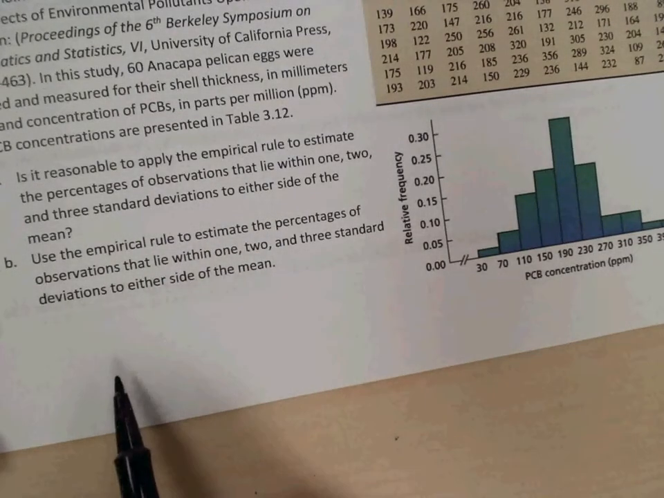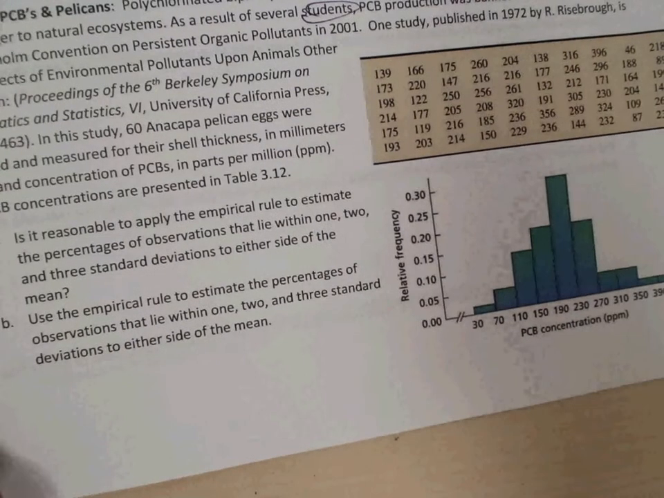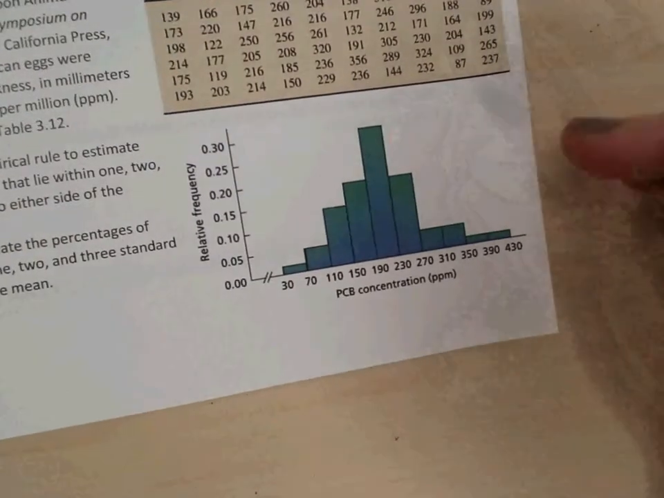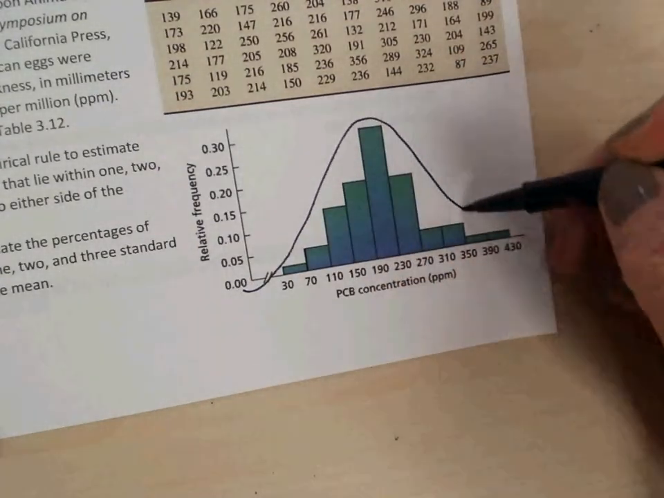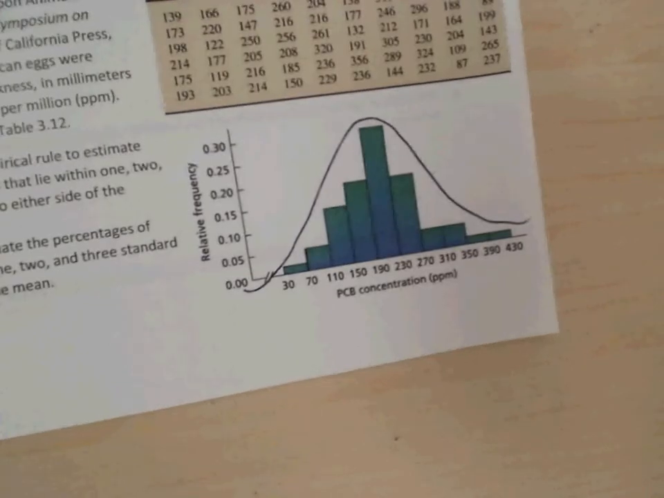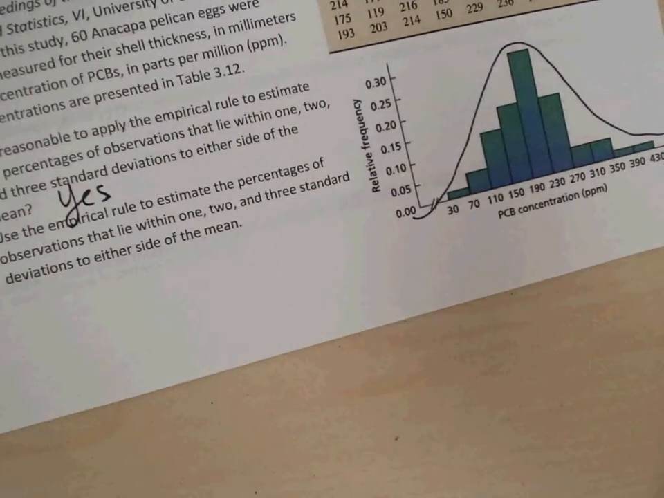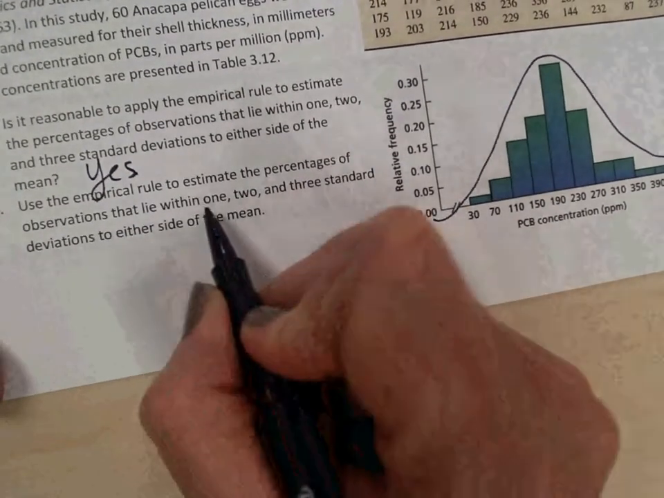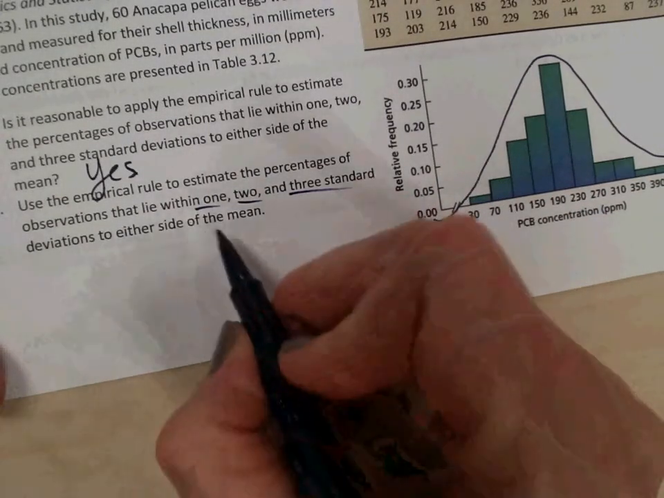We're going to calculate the standard deviation, but first we're asking the question, is it reasonable to apply the empirical rule? This data is laid out for you in this histogram. Does that histogram look relatively bell-shaped? It is. We can apply the properties of the empirical rule, so we'll write yes here. Then use the empirical rule to estimate the percentages of observations that lie within 1, 2, and 3 standard deviations to either side of the mean.